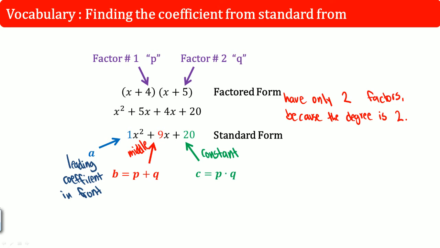Don't worry about the P plus Q part and P times Q part. What you need to understand is that A is the number in front of the x squared, the leading coefficient. B is the number in the middle of standard form, which is also in front of the x. And C is the constant. Make sure you understand these words.